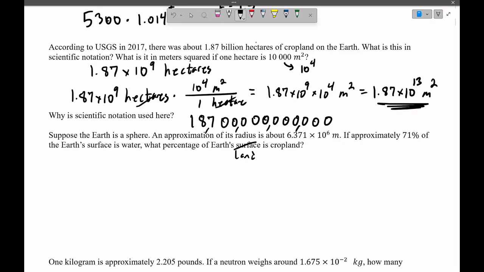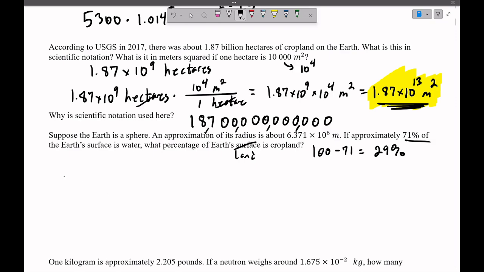So if 71% is water, that means that 29% of the Earth's surface is actually land. So what is that as a number? Because we have the meters squared, the area, the surface area of cropland. So what's the surface area of land? Then we can divide those two numbers to get a percentage.